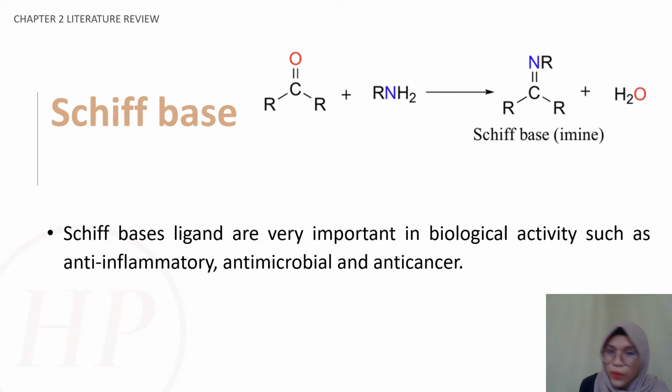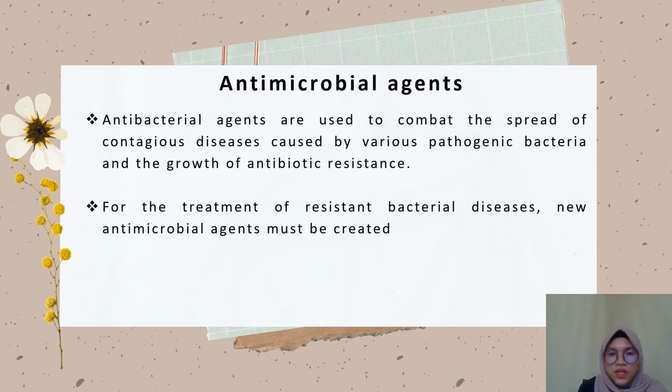Schiff base. What is Schiff base? Schiff base is formed when a primary amine reacts with ketone or aldehyde, forming Schiff base, or known as imine, and water. Schiff base ligands are very important in biological activity, such as anti-inflammatory, antimicrobial, and anti-cancer. The various applications involved, such as in antimicrobial agents.